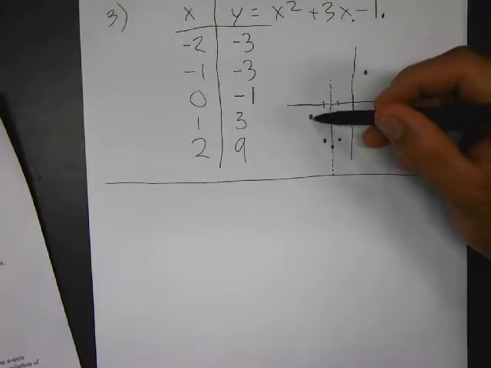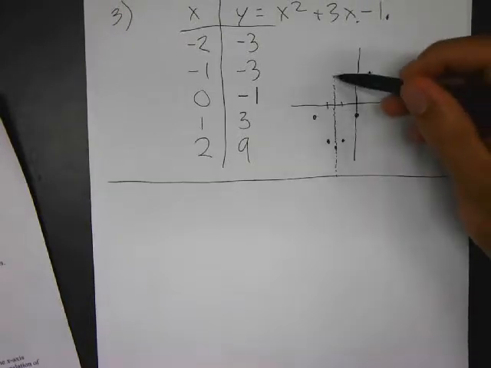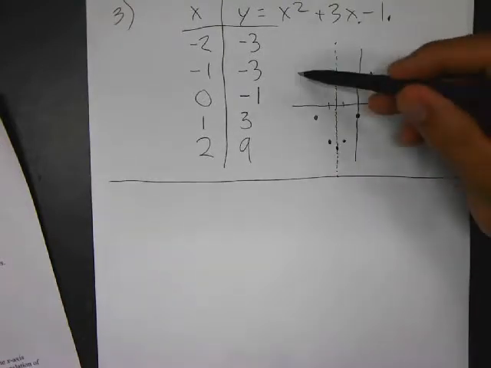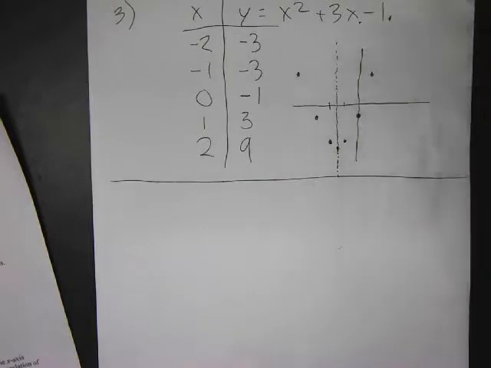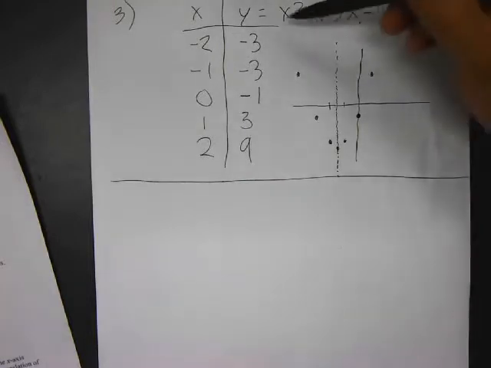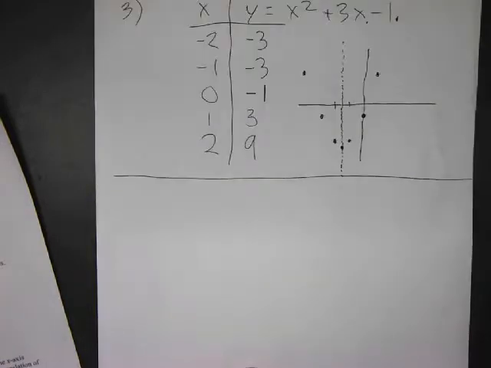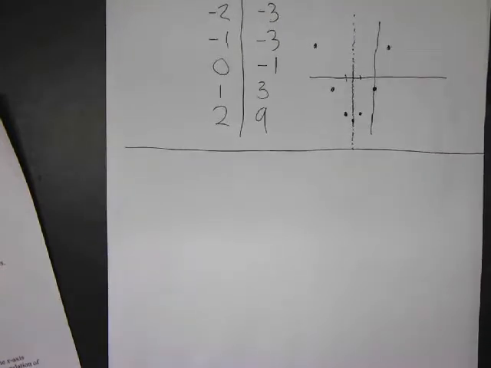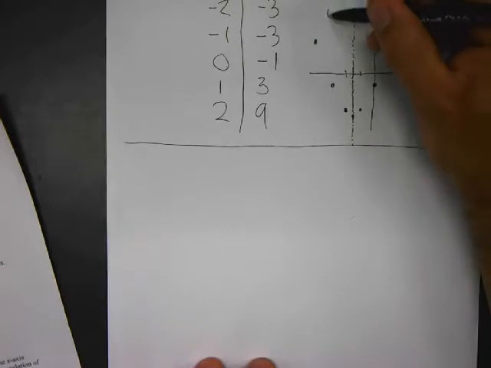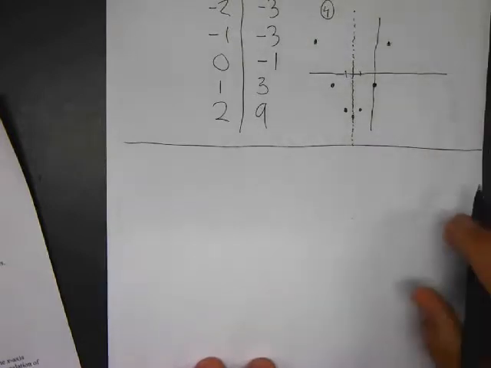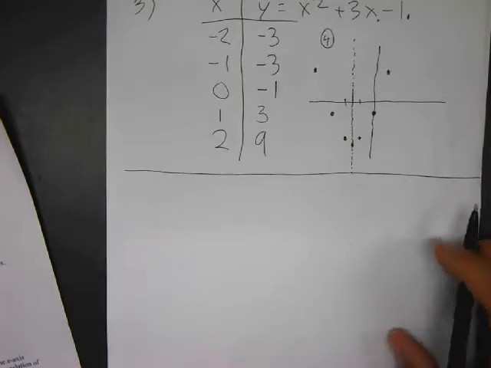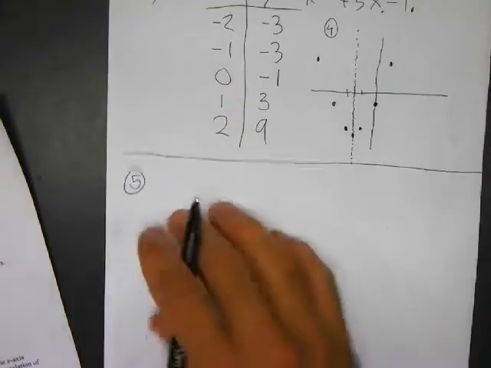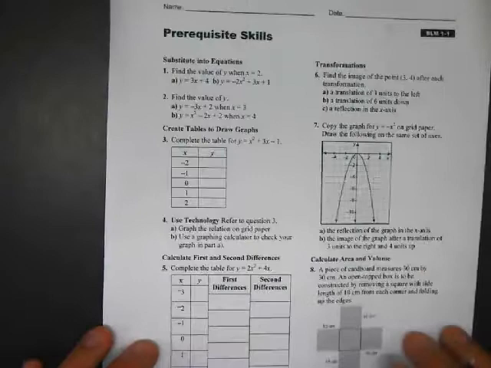We could mirror all of these points over this dotted line, that's the axis of symmetry. So then we'd have one here, and then that would look more like a parabola that you're used to from last year. All right? Any questions for that? That's really number 4 here, I guess, is the graph. All right, moving on to number 5. I am going to actually do 5 right on the paper.